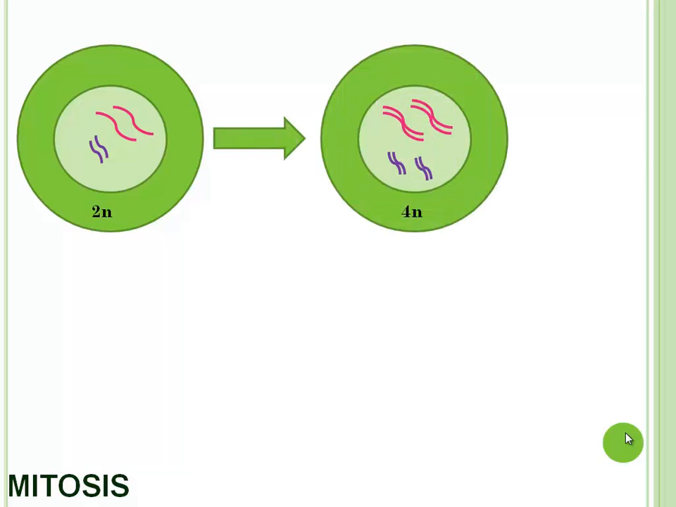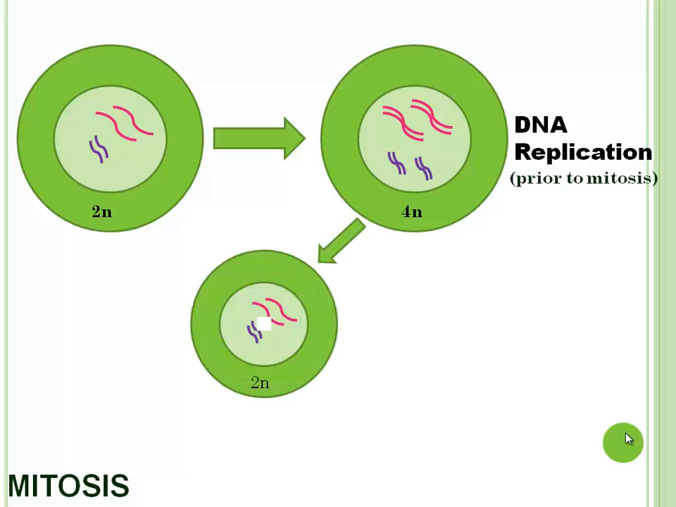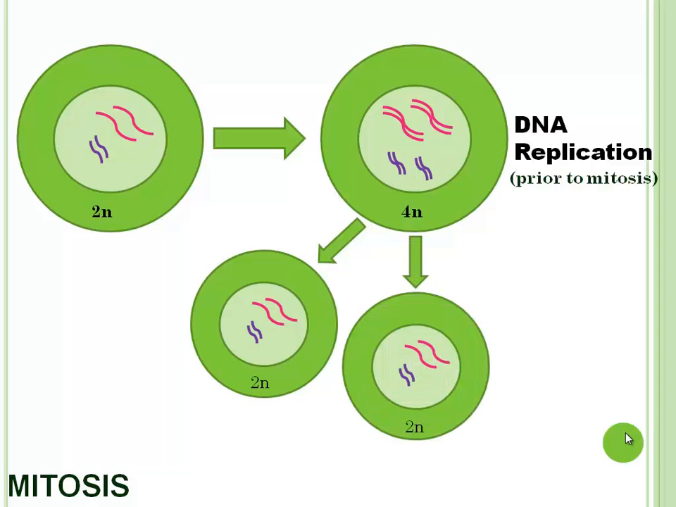So here, for example, we have a diploid cell, and prior to mitosis, this diploid cell must first undergo DNA replication. That's why we have the 4N configuration right there. Eventually, this will split into two daughter cells, restoring the original diploid configuration.